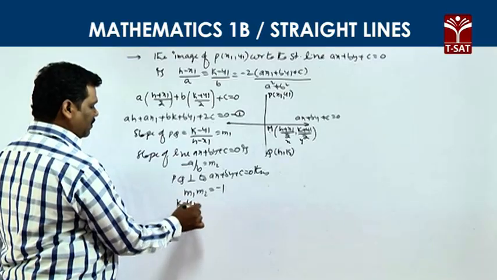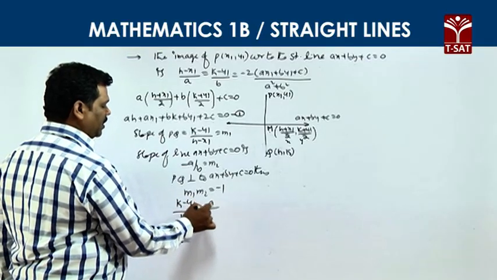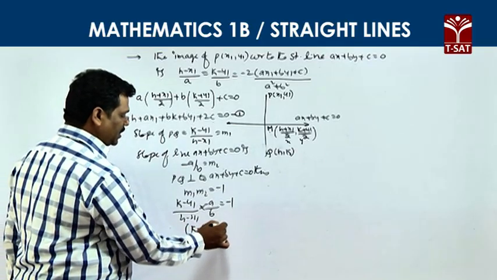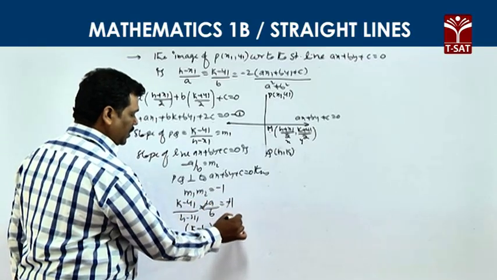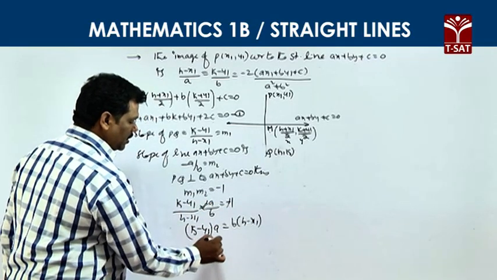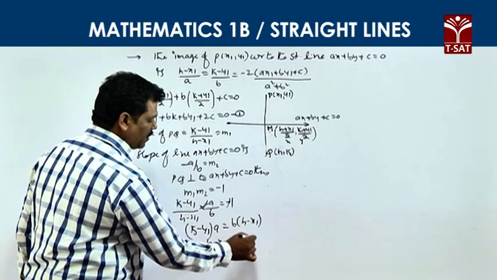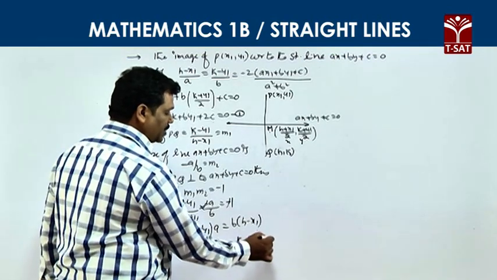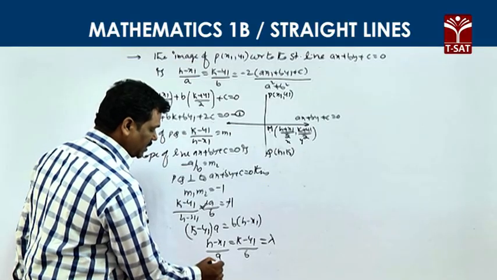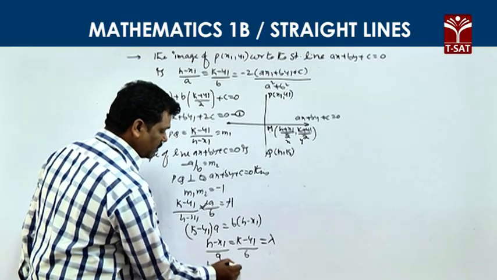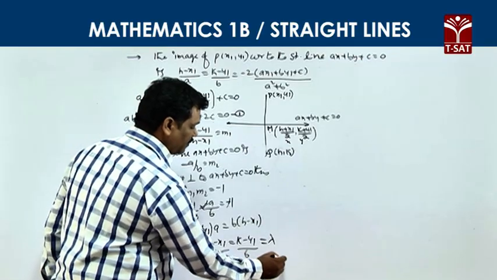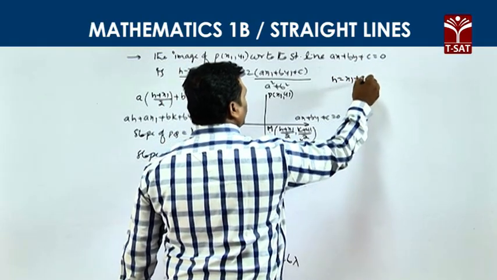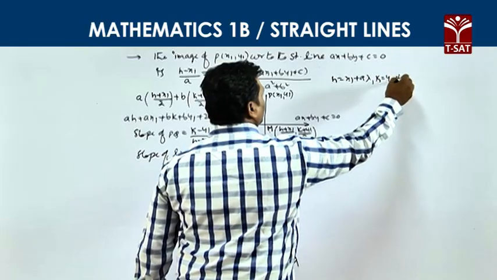That means (k - y1)/(h - x1) times (-a/b) = -1. We get (k - y1) a = b (h - x1). It can be written as (h - x1)/a = (k - y1)/b. These two are similar equations, so we can take some constant lambda. So we get h - x1 = aλ and k - y1 = bλ. So here h = x1 + aλ and k = y1 + bλ.